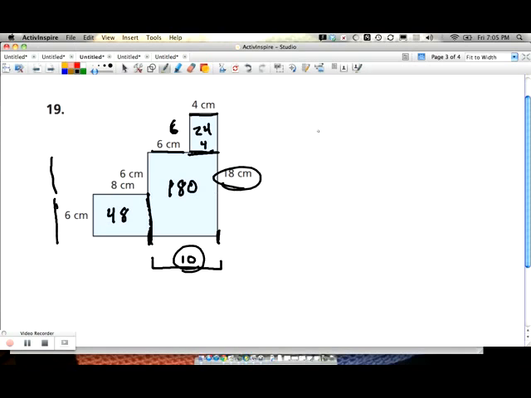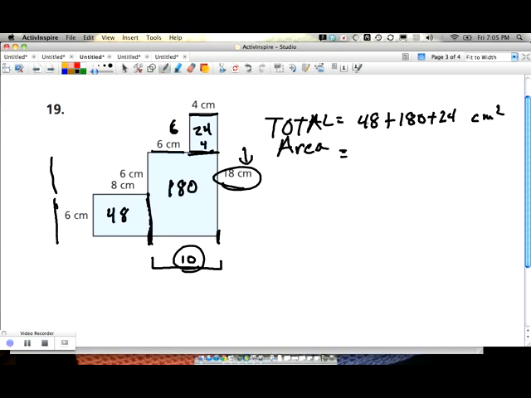This is a piece of cake. I just got to add these three together. The total is going to be 48 plus 180 plus 24. And of course we're looking at centimeters squared here, because our units are centimeters and we're looking at area, the total area. Well, let's simplify that just to add these pieces together.